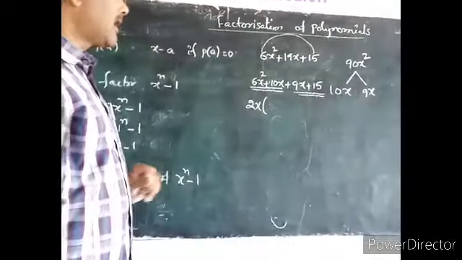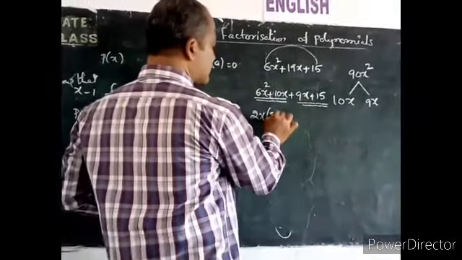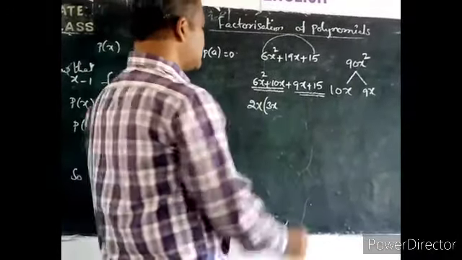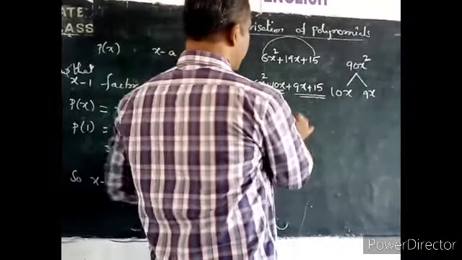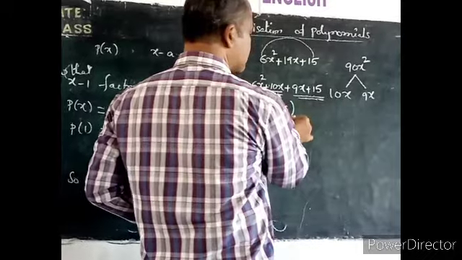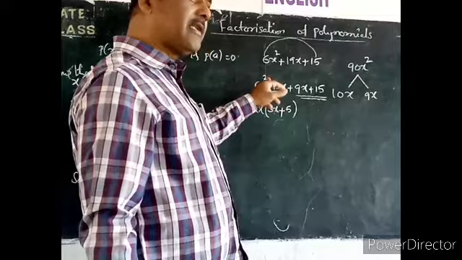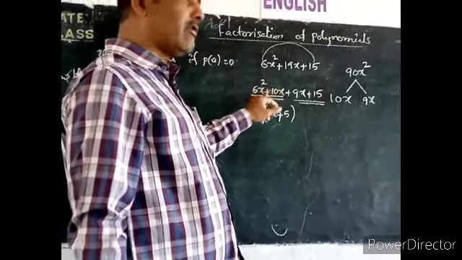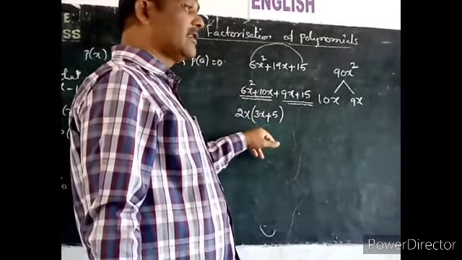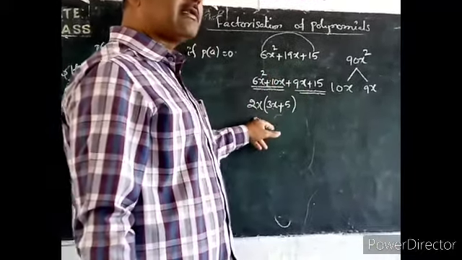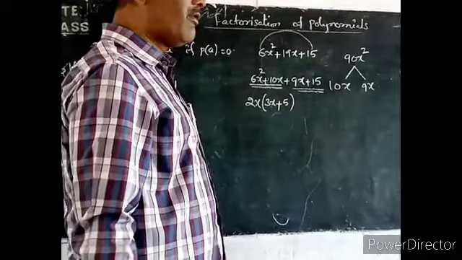2x is taken out. What remains here? 3x. 3x plus 5. 5 only, not 5x. Already x is taken out here. x square means x into x, 2 times. That's why 1 time is taken, 1 time you are getting. But here only 1x, x power 1 only. So already x is taken out. So we are getting only 5.